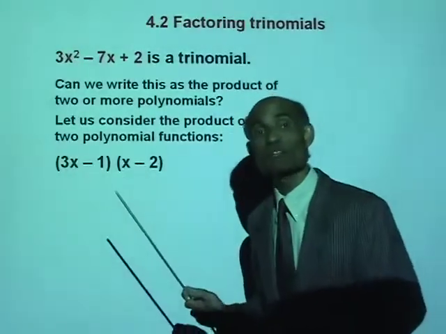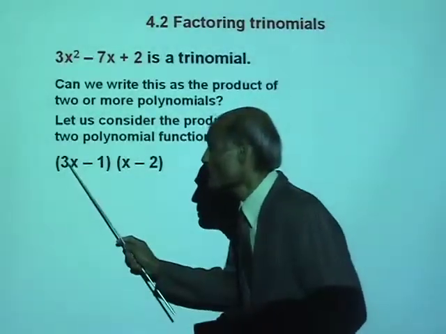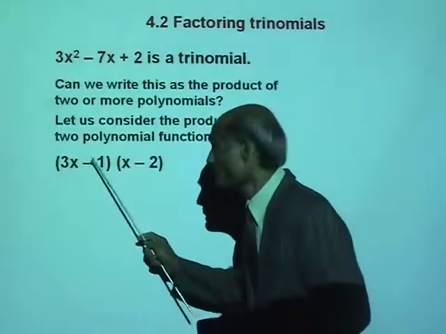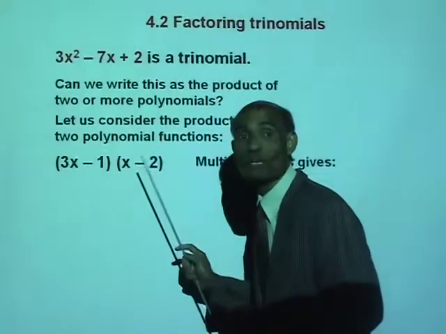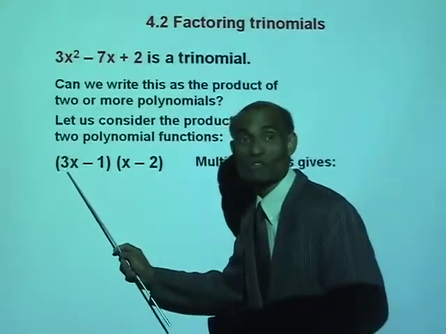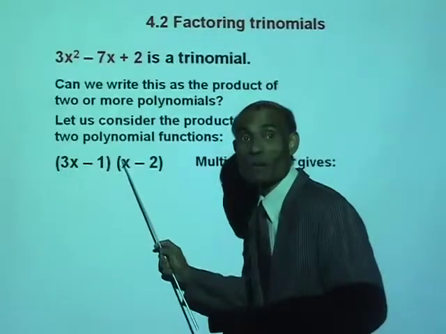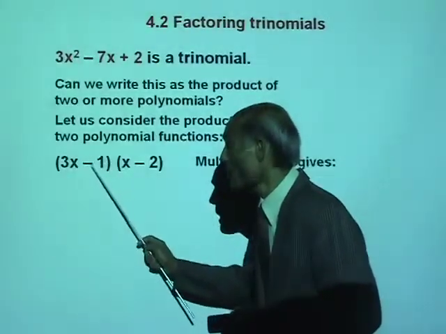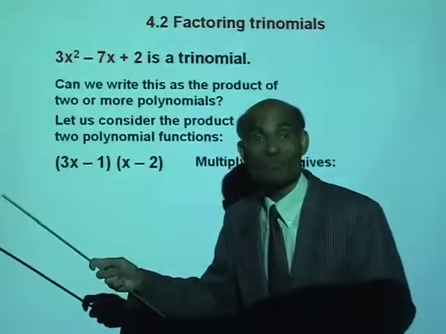Now, how do we multiply these two binomials? Recall the method we developed. 3x multiplied by x will be 3x squared. Then 3x multiplied by negative 2 will be negative 6x. Finish multiplying by 3x. Now multiply by negative 1. Negative 1 multiplied by x is negative x. And negative 1 multiplied by negative 2 will be positive 2.